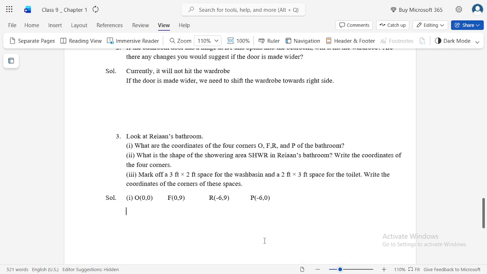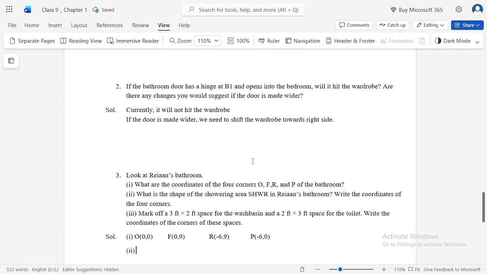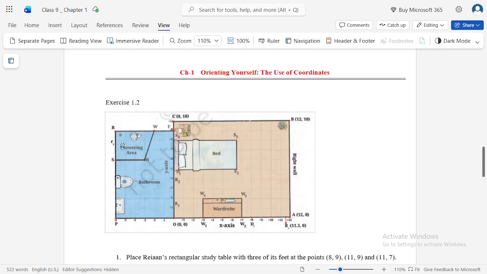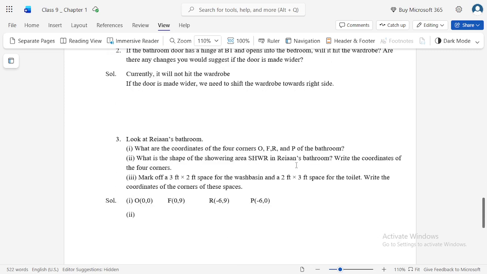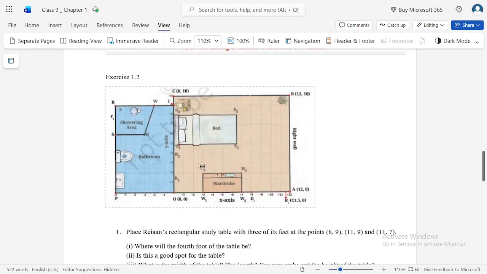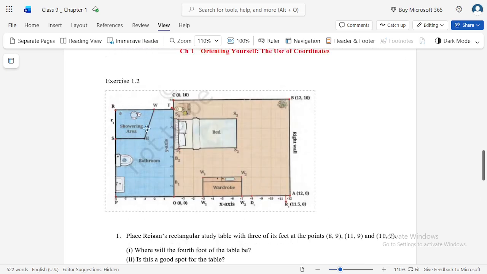That was the first part. Let's answer the second part. What is the shape of the showering area SHWR? Let's see what SHWR is. This is the one it is talking about. We also need to write the coordinates of its four corners. So what is the shape of this? This is basically a quadrilateral. To be more specific, this is a trapezium, and more specific still, a right trapezium.